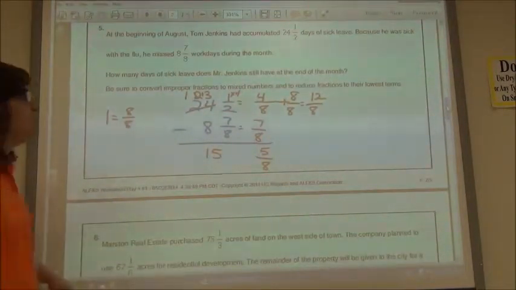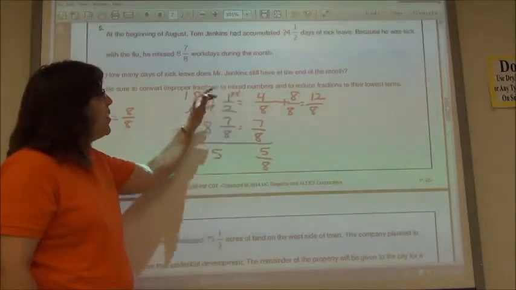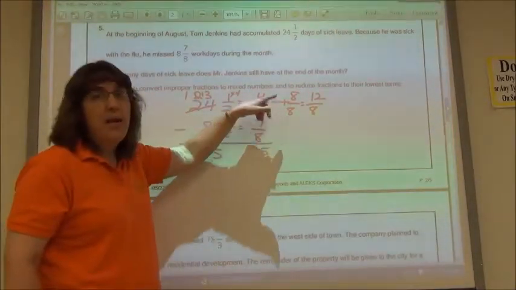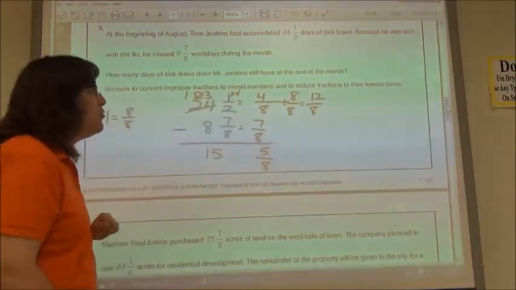So the hard thing here when you borrow was when you have to borrow 1, same number over itself. Whatever the denominator is over itself is added to your fraction.